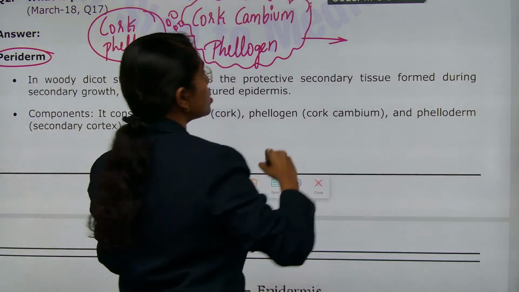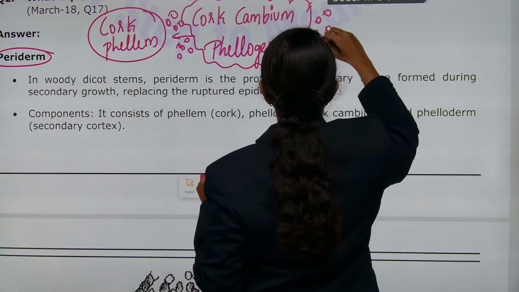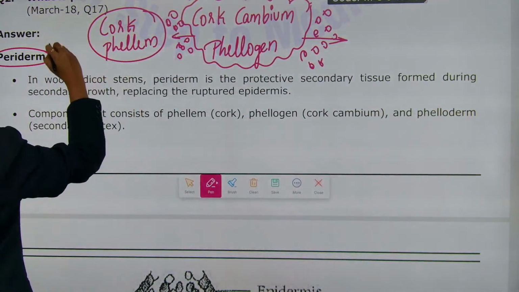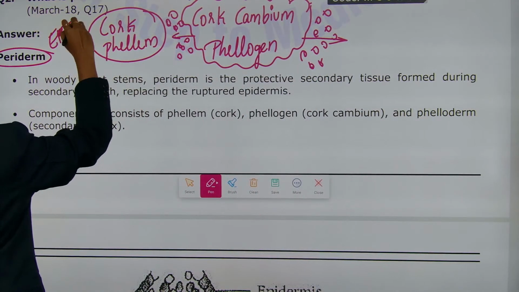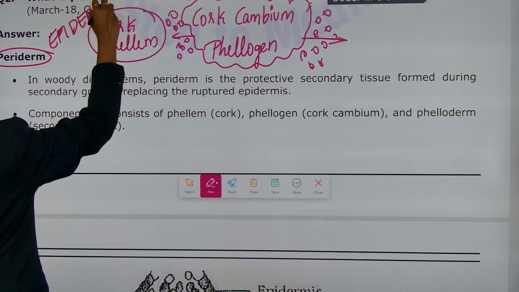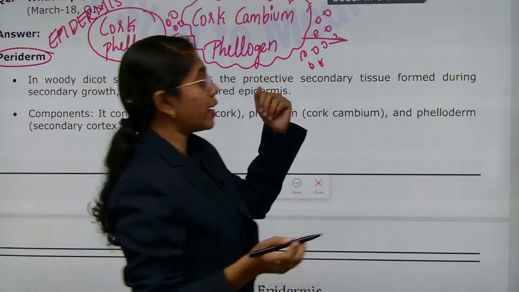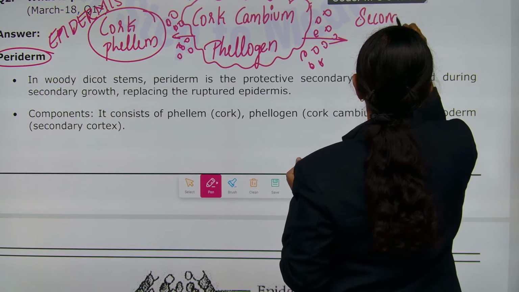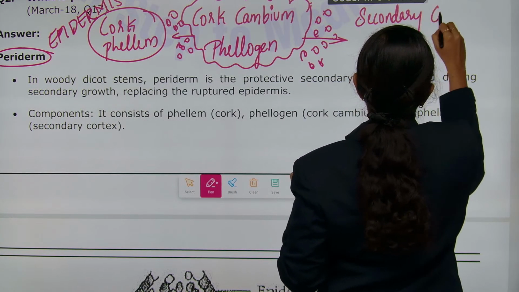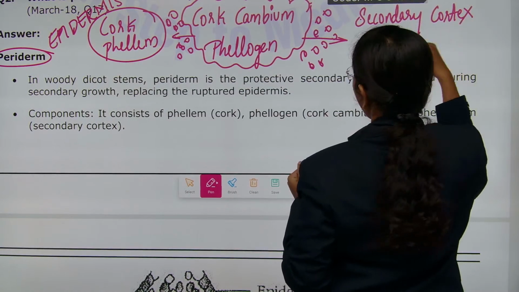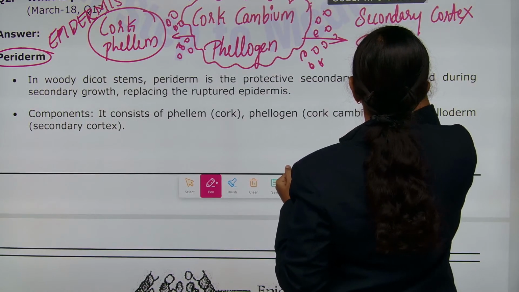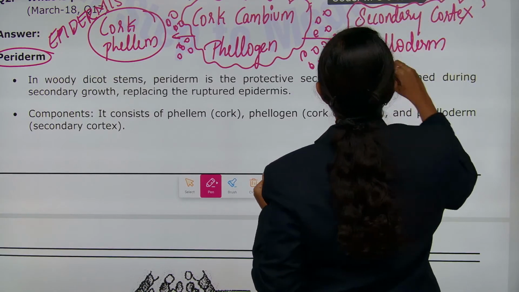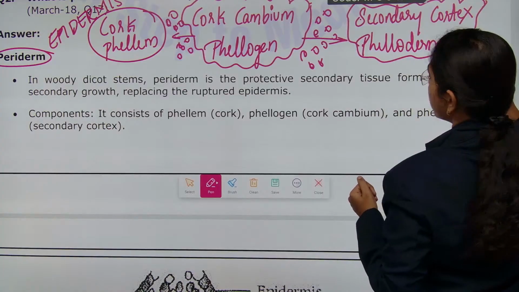And those new cells which are formed by the cork cambium towards the endodermis are addressed as secondary cortex or phelloderm. This side is towards the epidermis, and this side is towards the endodermis.